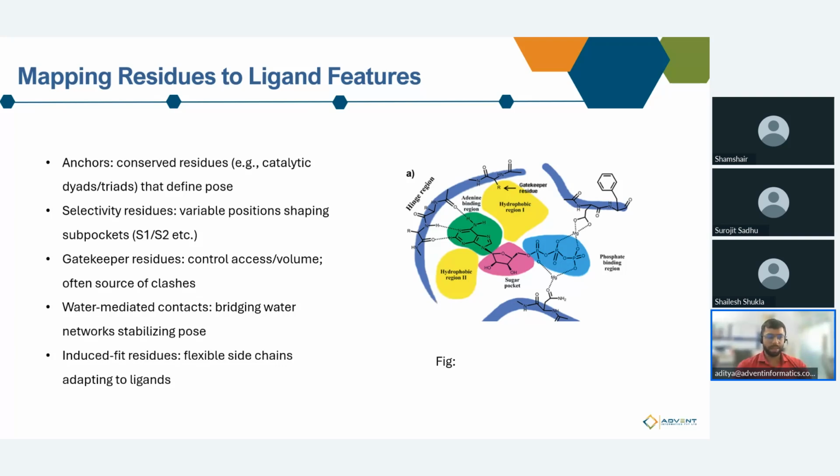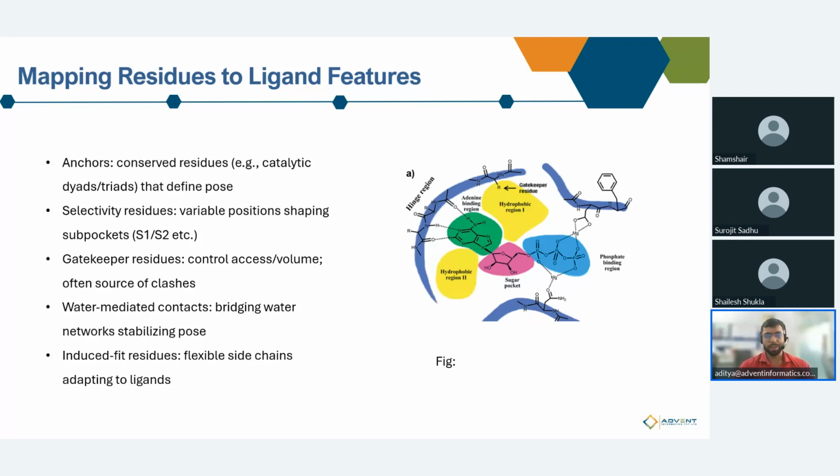So there are different types of residues when we are talking about a pocket. Firstly, we have anchor residues, which are the conserved residues, and those are the residues which define the pose. We have selectivity residues, which are basically variable positions shaping subpockets, and they give the selectivity. Next, what are gatekeeper residues?